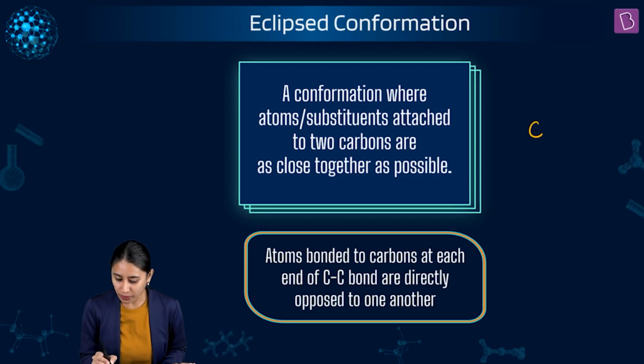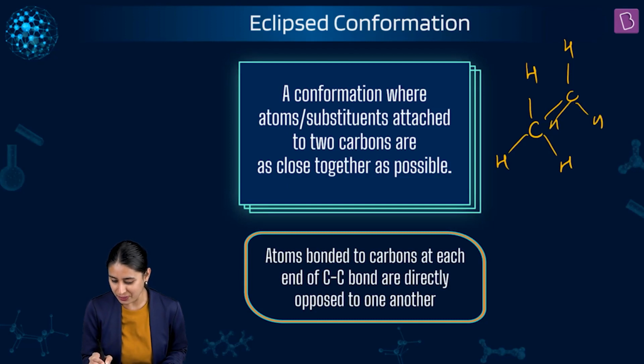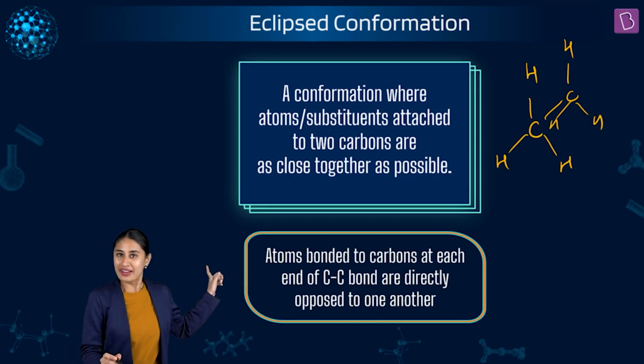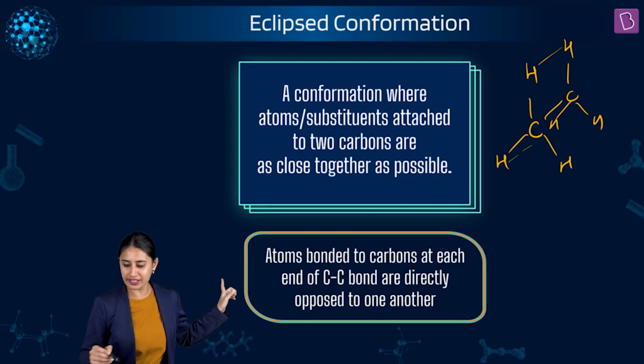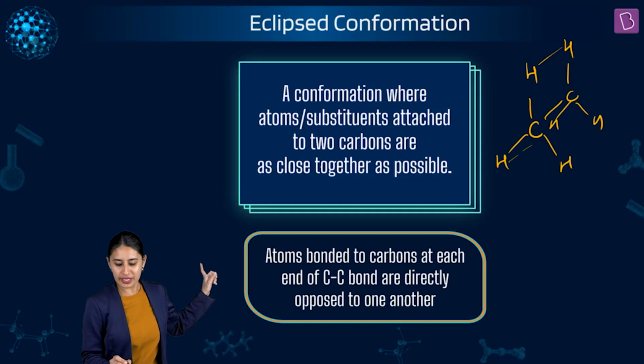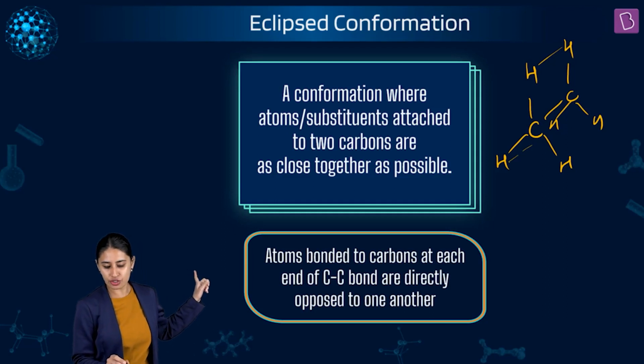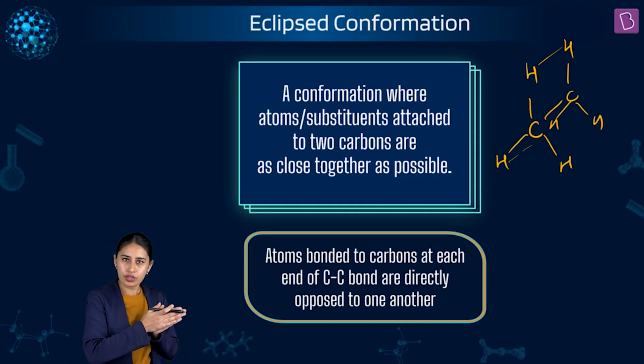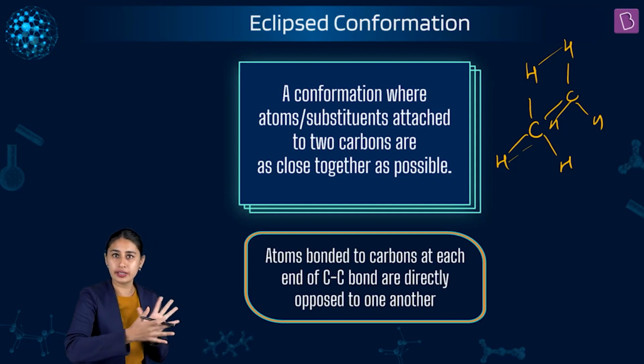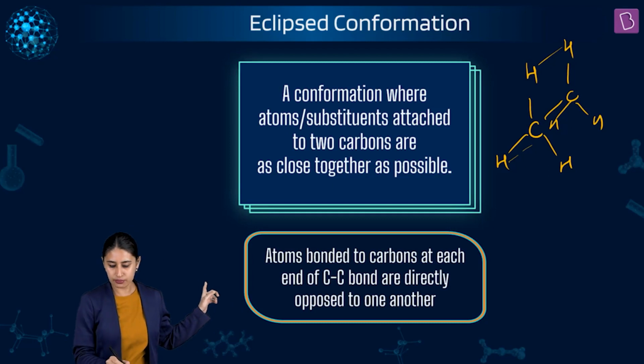Of course, when I'm talking about the two carbons, we can see it with respect to hydrogens also. So please see, this hydrogen is just behind this hydrogen, this hydrogen is just behind this hydrogen. So we can say atoms bonded to carbons at each end of the carbon-carbon bond are directly opposed to one another, just behind one another. It's like an eclipse that is happening. Check this out.